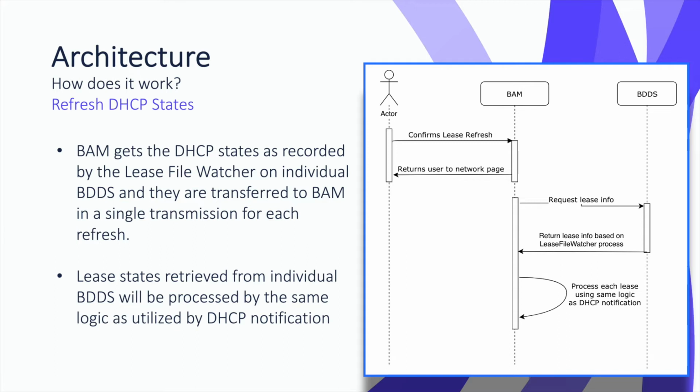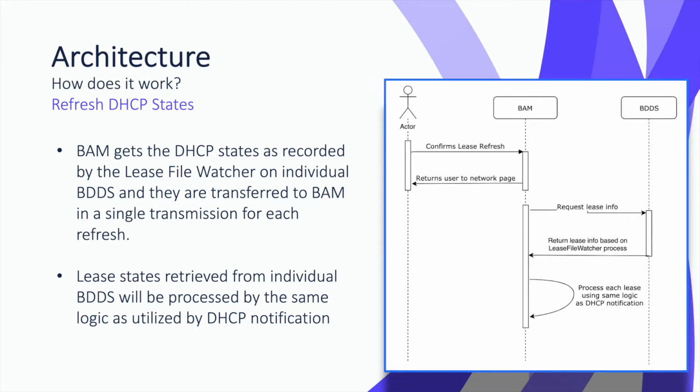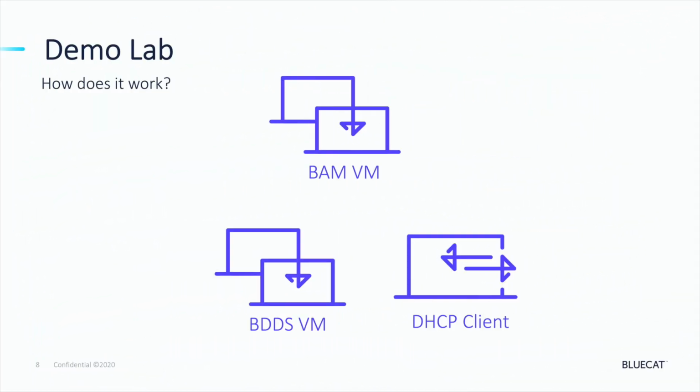Keep in mind that lease states retrieved from individual BDDS to BAM get processed by the same logic as utilized by DHCP notification. In these demos, we will be looking at how to handle abandoned leases in Address Manager and how to refresh DHCP lease states in Address Manager to get a true picture of DHCP leases from BDDS.